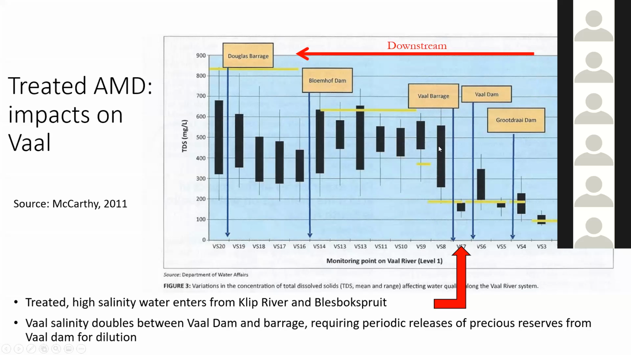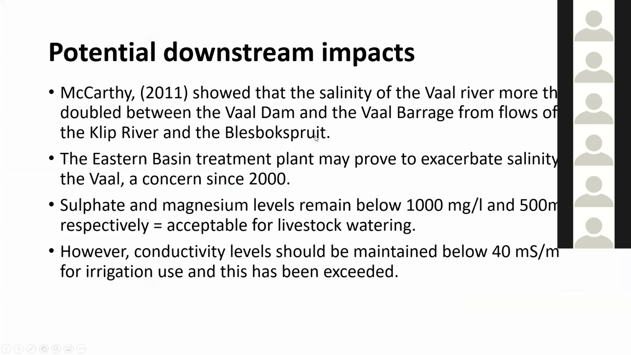And so a lot of the time, when water is released from the Vaal Dam, it's released to dilute this water. But that water we need for drinking purposes, as we all know. And so that just is highlighted by that paper. So the issues of salinity have been there since 2000, and what we're saying is that Eastern Basin treatment plants may actually prove to exacerbate salinity within the Vaal.